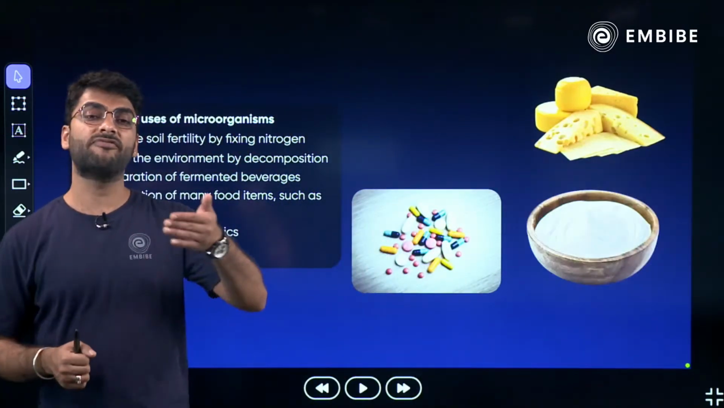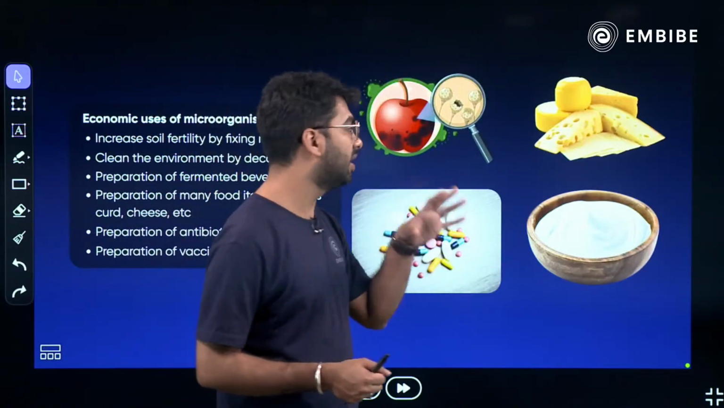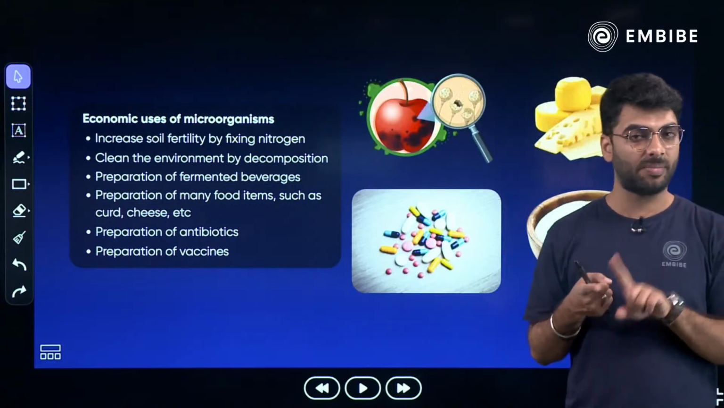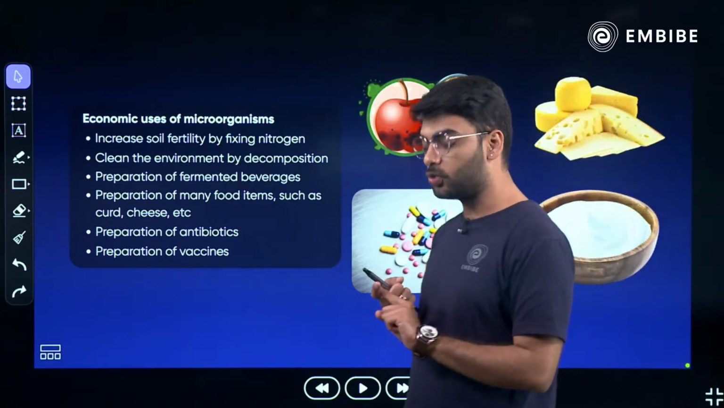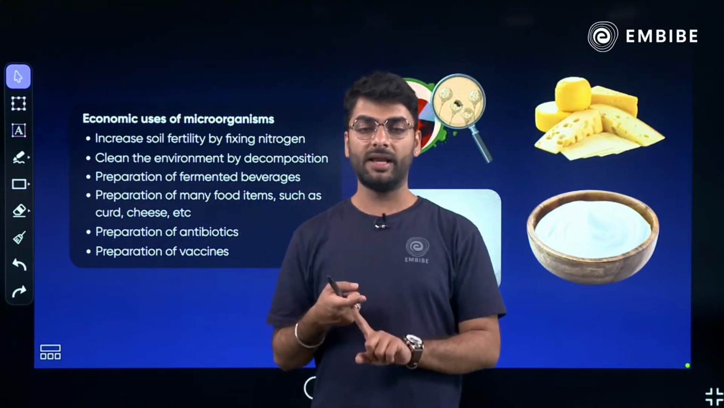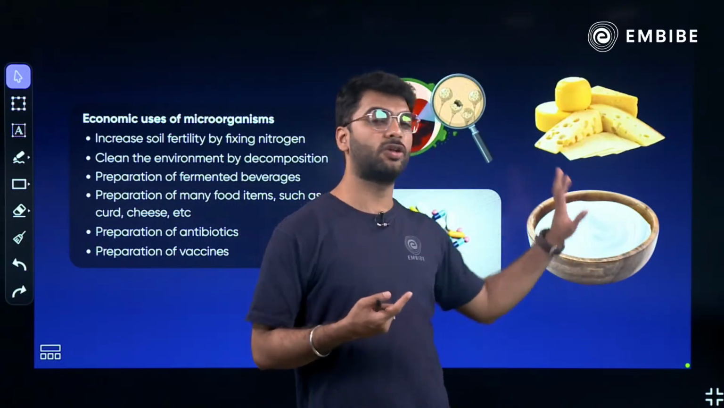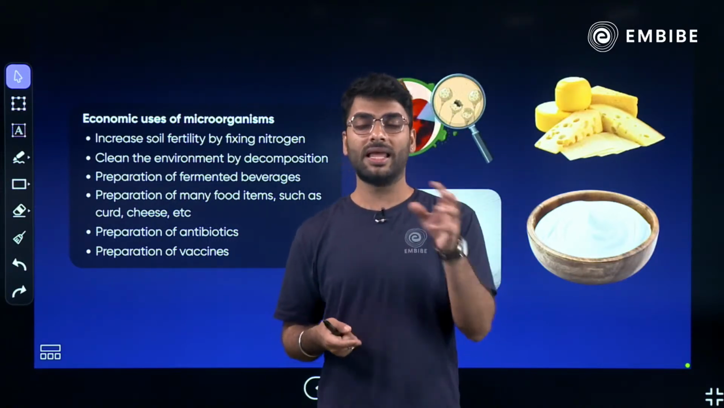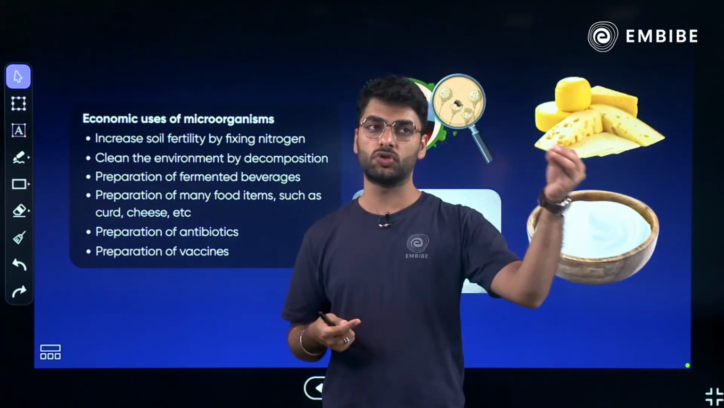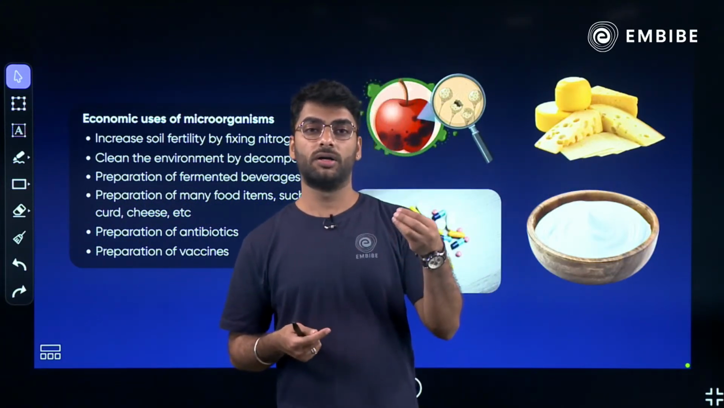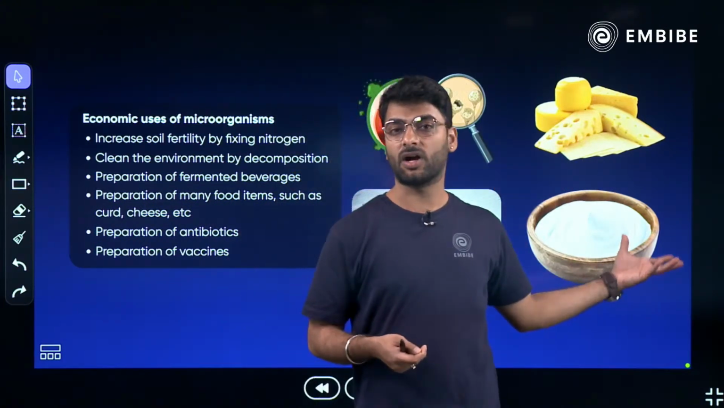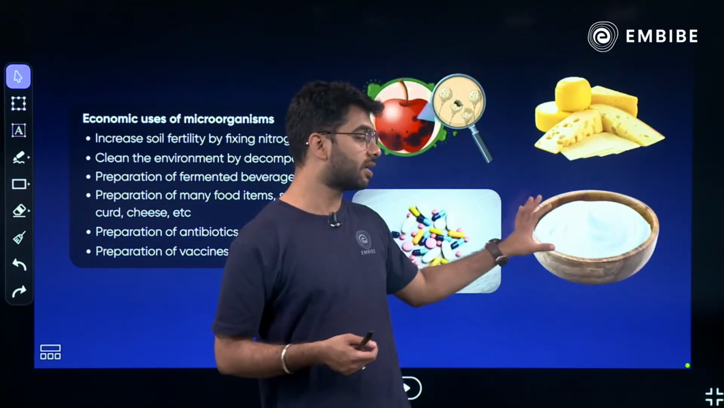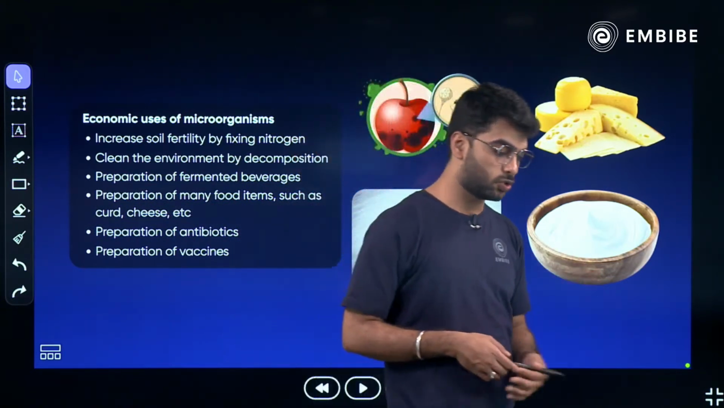Now moving on, economic uses of microorganisms. Microorganisms are very, very widely used on the economic level. They are used to make medicines, like antibiotics and vaccines. They are used to improve soil fertility, right? Then they are used to make curd, cheese, and all the bakery items, and alcohol. Yeast is used to make alcohol and bakery items. Hi Ritik, the bacteria called Lactobacillus is used to make curd. Okay?